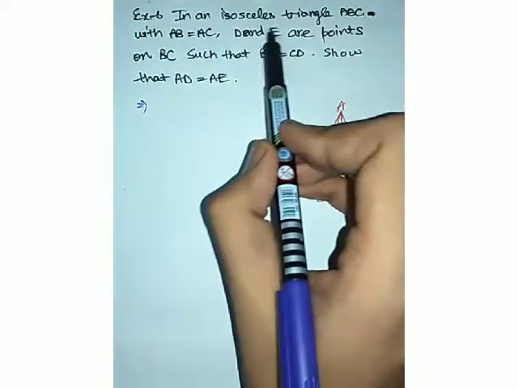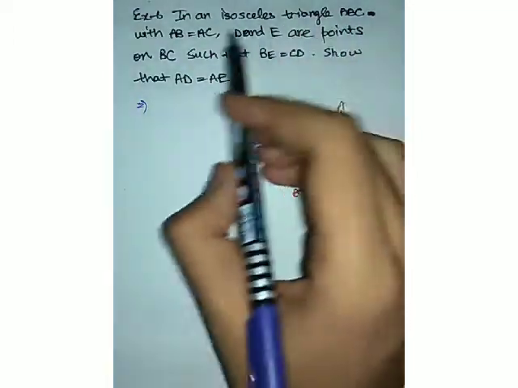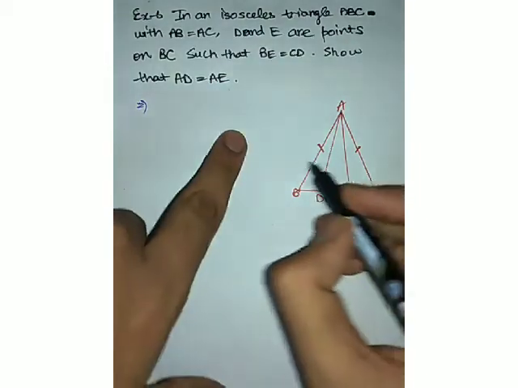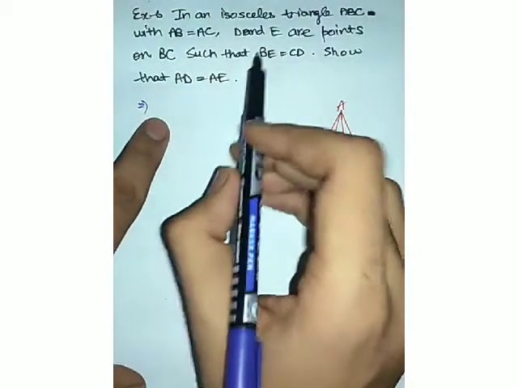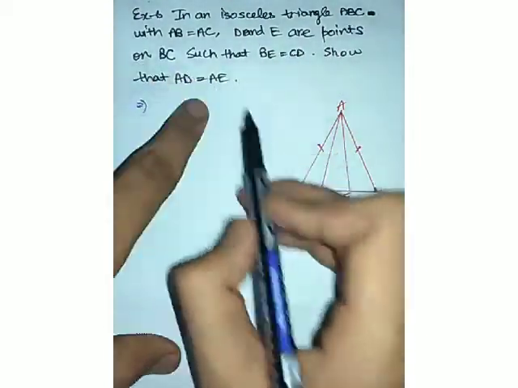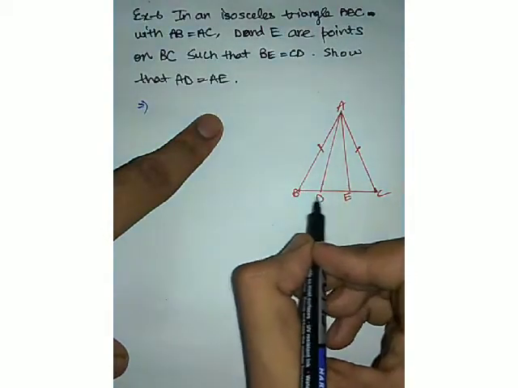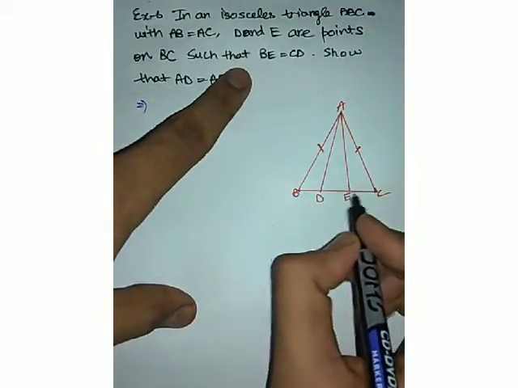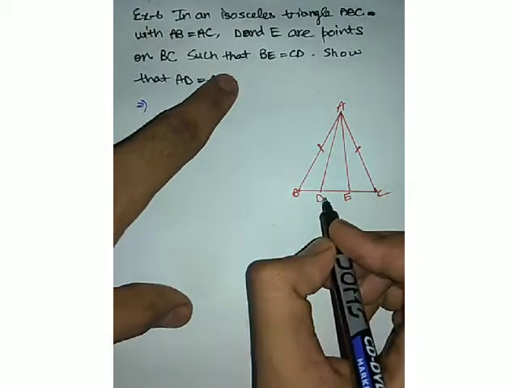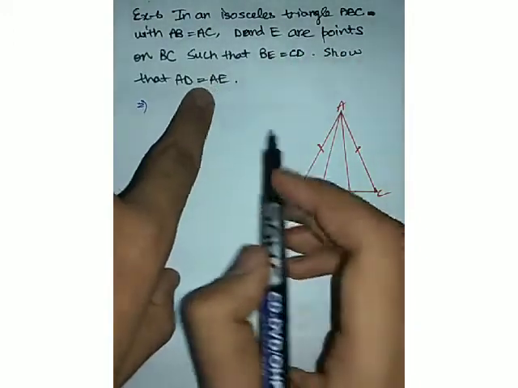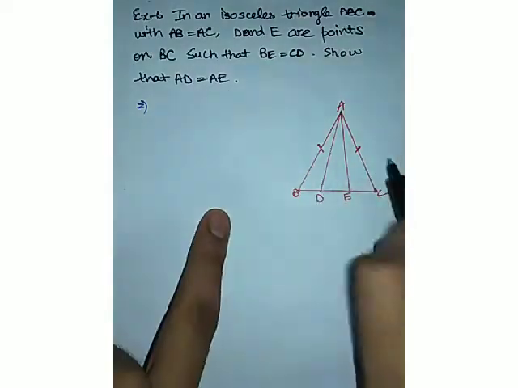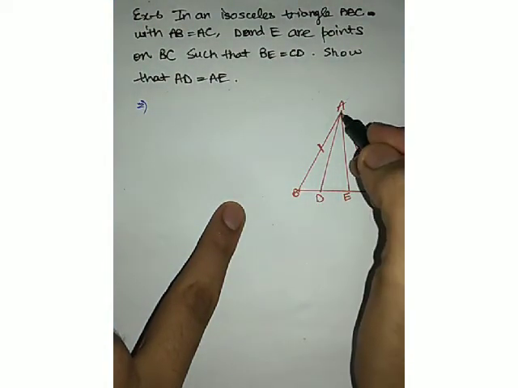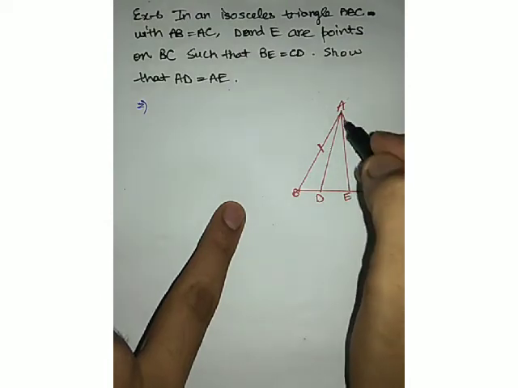In an isosceles triangle ABC with AB equal to AC. Okay, this is an isosceles triangle, it's given. D and E are points on BC such that BE is equal to CD. We have to show that AD is equal to AE. Okay, so now AD is equal to AE means we have to prove that these two lengths are equal to each other.